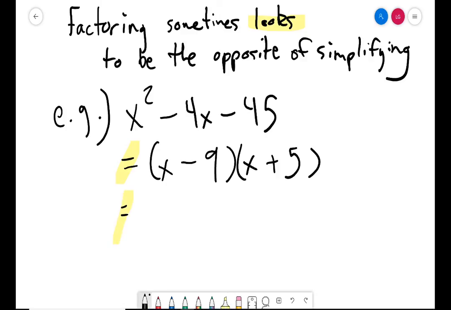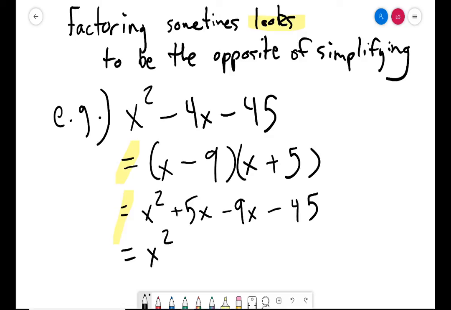by distributing this out. So x times x is x squared. X times 5 is plus 5x. Negative 9 times x is negative 9x. Negative 9 times 5 is negative 45. We get to simplify this. We say the 5x and the minus 9x combine. We verified our equal signs, right? And in particular, we verified the first one by actually doing the distribution.